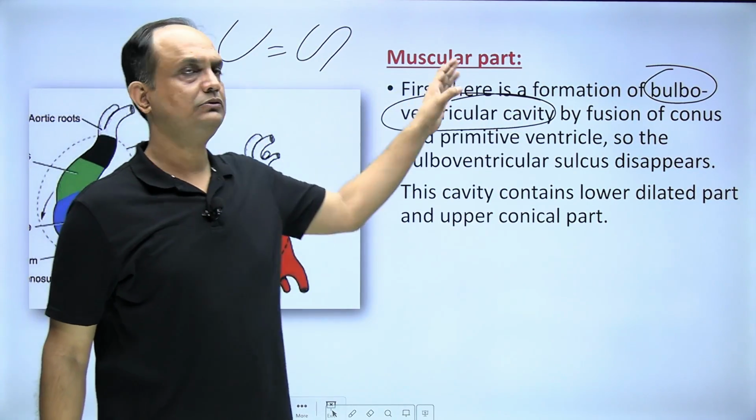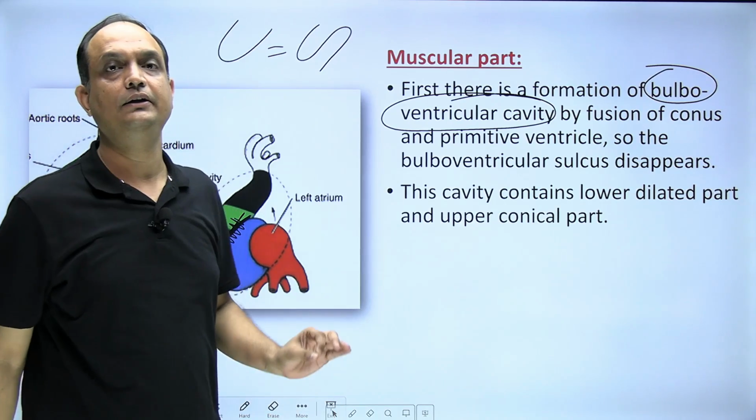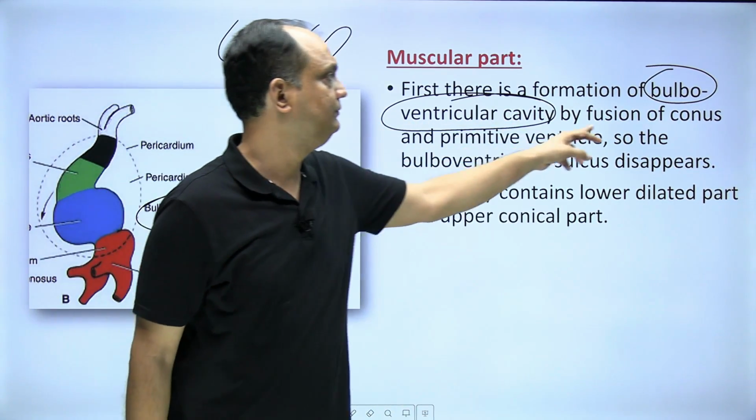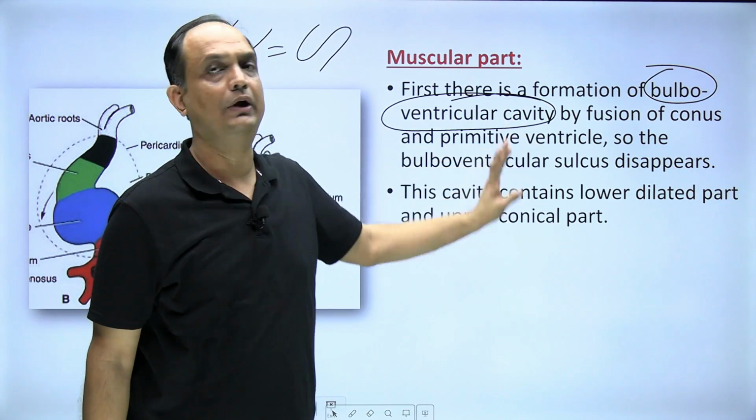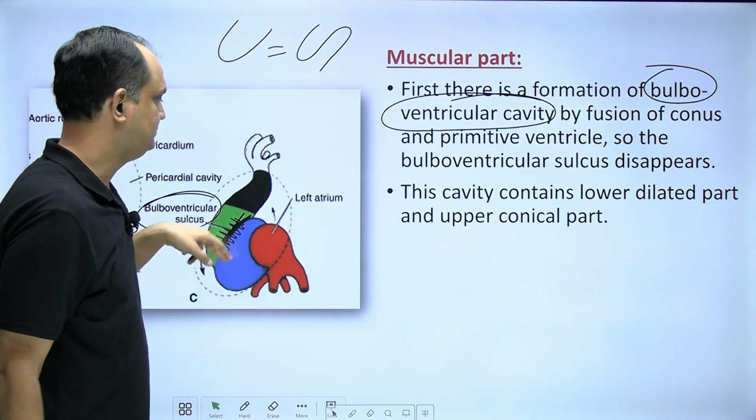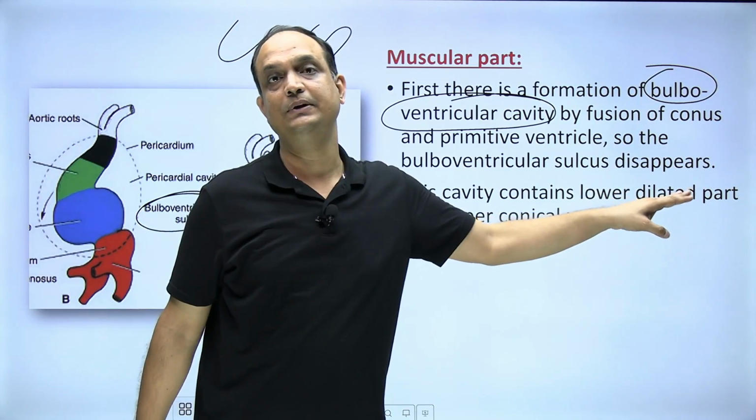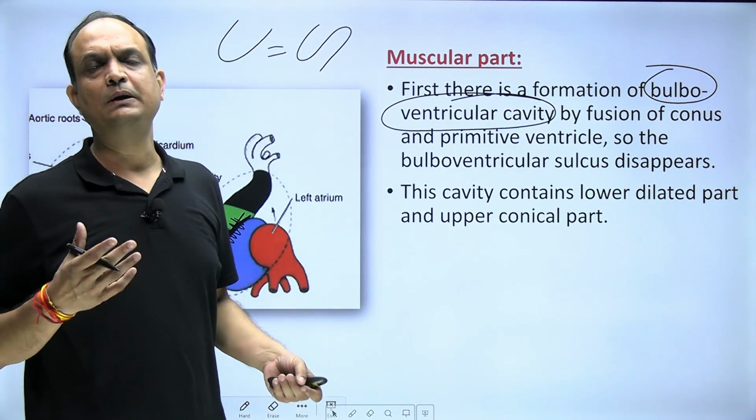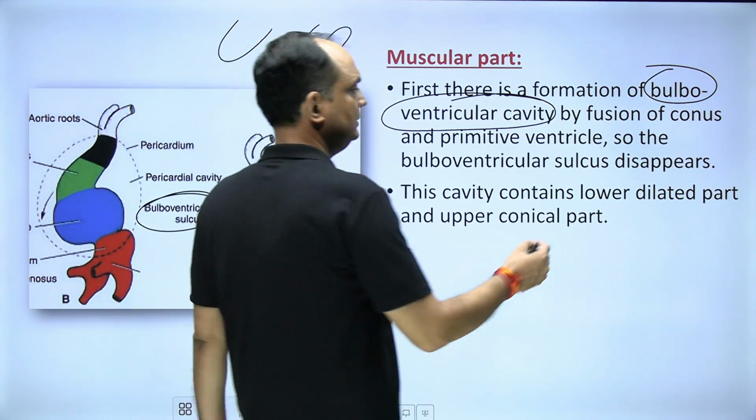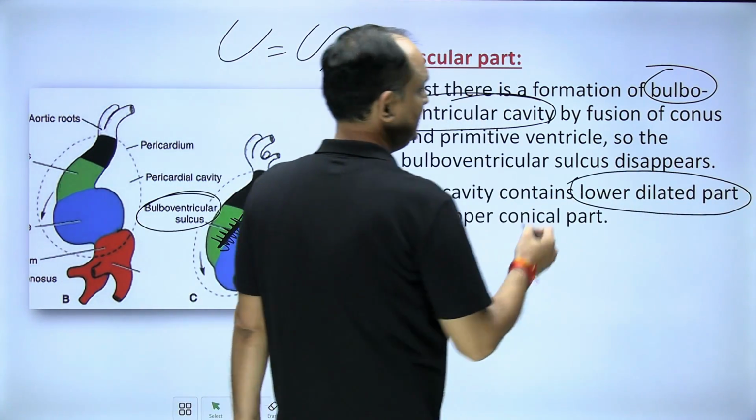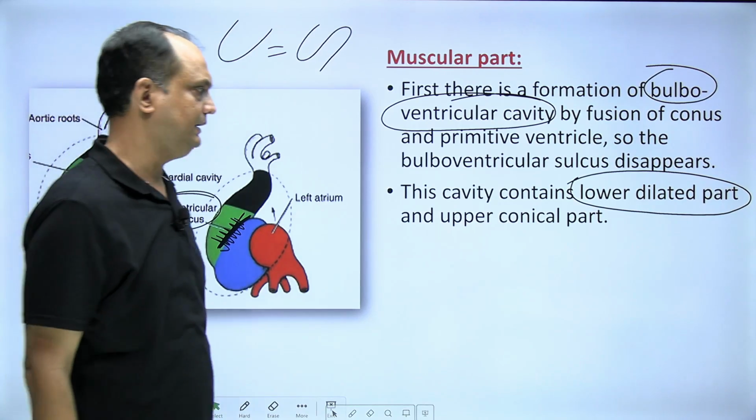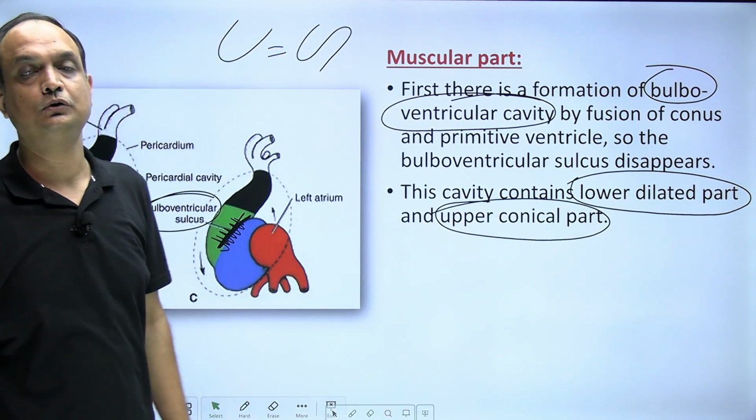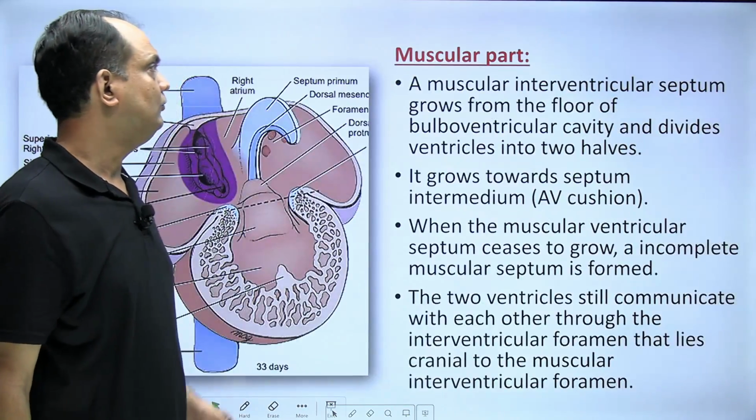So when you are writing the muscular part, the first and most important event is the formation of the bulboventricular cavity, and it occurs by the fusion of the conus part and the primitive ventricle. So what is happening? This bulboventricular sulcus disappears from the surface of the heart tube. Now this bulboventricular cavity contains two parts: the lower dilated part, contributed by the primitive ventricle, and the upper conical part, contributed by the conus cordis. Clear?